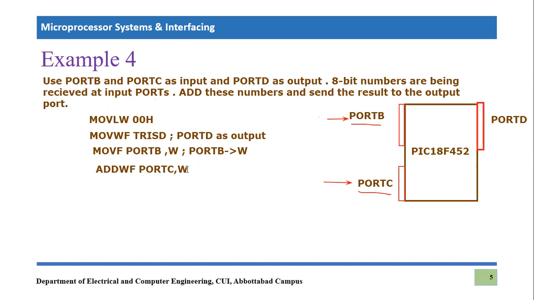So now we have to send this information to port D, which is the output port. So MOVWF, move working file, which is very easy and a very frequently used command. Move working to file, and what file are we sending the working register to? Port D. So in this way, the result will be displayed on port D.